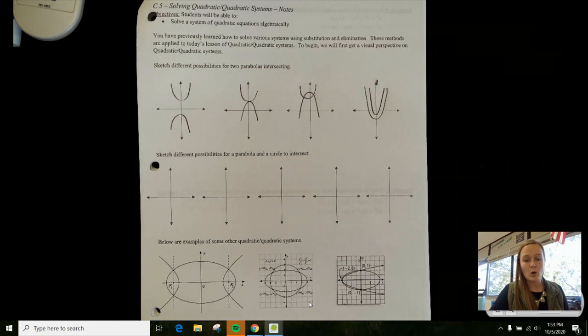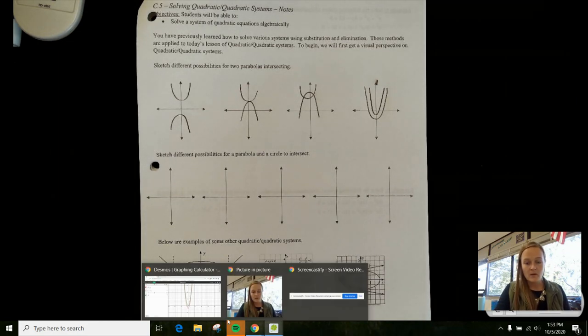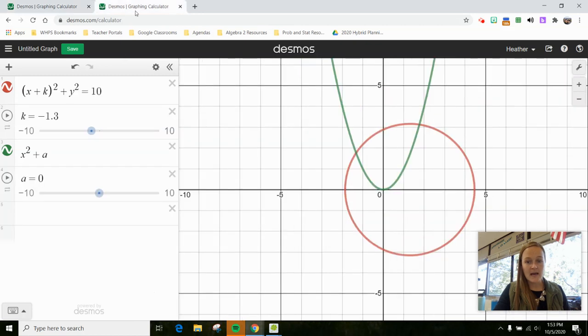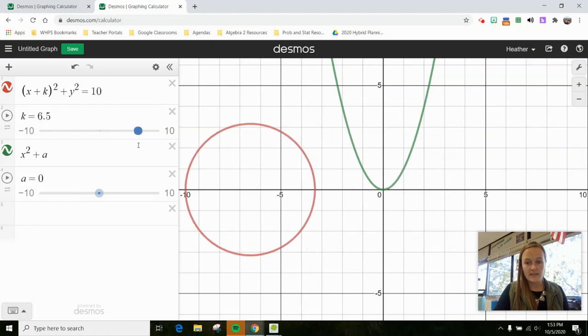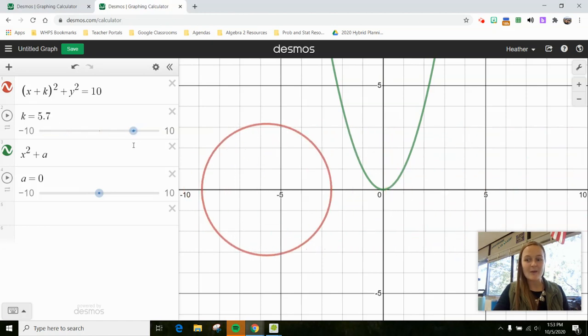Now I'm going to look at a parabola and a circle for my next section. So going back to Desmos, I have a parabola and a circle. So I'm going to start by moving my circle all the way to the side. Notice here you have no solution. So if you have a circle on the side or below, you could have no solution with a circle and a parabola.